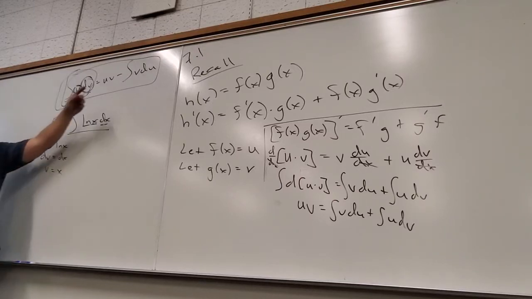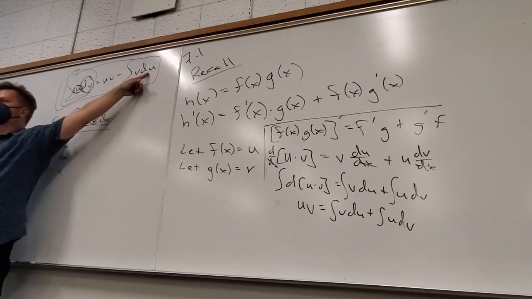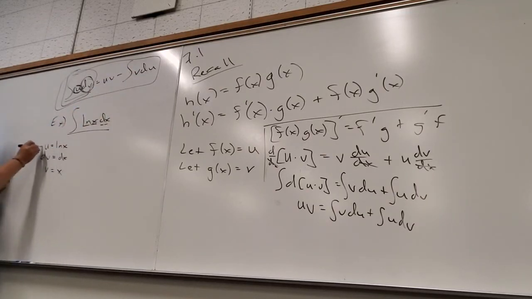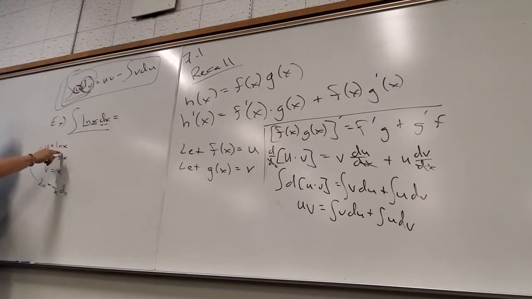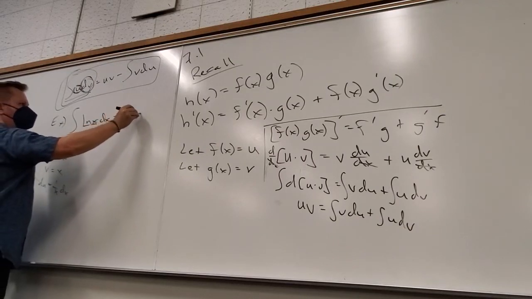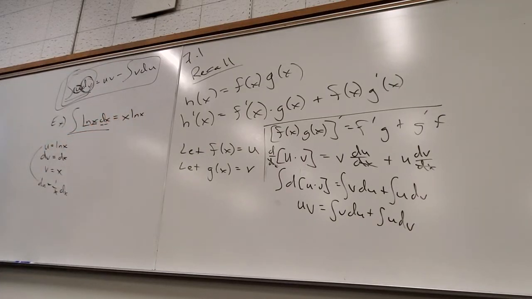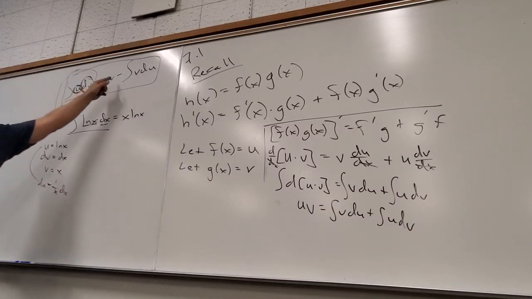Do I need something else? du. Yes? What's du? 1 over x dx. So let's see what this tells me then. This equals u times v. Are you guys with me? One thing we're going to do is figure out what u is and what dv is. Because once you get those figured out, it's just plugging things in. If you know u, you know du. If you know dv, you can integrate to get v. And then you just plug things in.